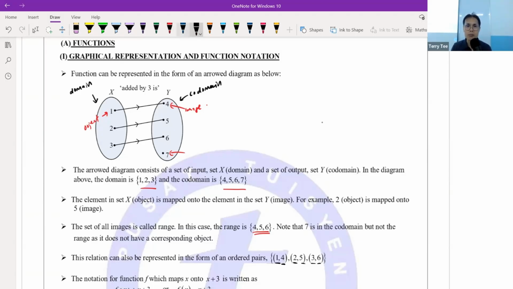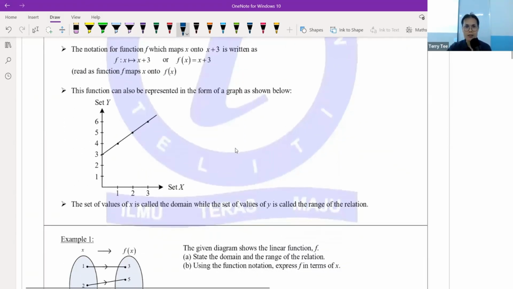Okay, then let's talk about function notation. Notation is just a way of writing. So normally we can use arrow like this, f: x → x + 3, or we can write f(x) = x + 3. Okay, something like that. So we can represent it in the form of graph.